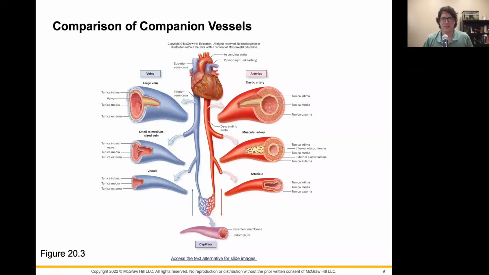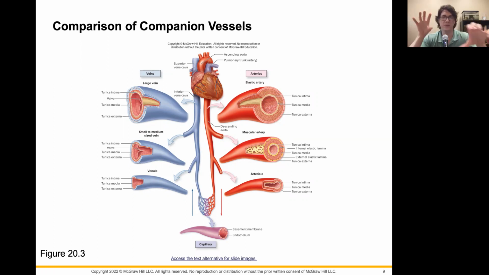Now, the cardiovascular system is filled with lots of different types of blood vessels. Each of these blood vessels is going to have slightly different jobs. They're going to, of course, be constructed slightly differently. We know that the three major groups are arteries, veins, and capillaries. Arteries carry blood away from the heart. Veins, of course, carry blood towards the heart.